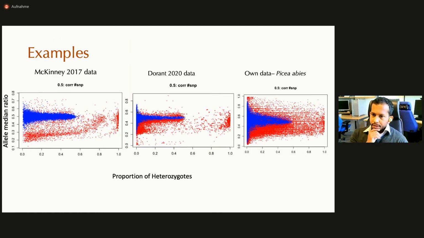So we have a couple of examples. I want to reiterate that the most important thing is that these three examples show different kinds of sequencing data. For example, the first two are RAD-seq sequencing data, whereas for PCIABs, we have exome or target capture data. So we can use this method for any type of sequencing, whereas the McKinney or Durant methods were used only for RAD-seq data, which was not quite adaptable to other methods.